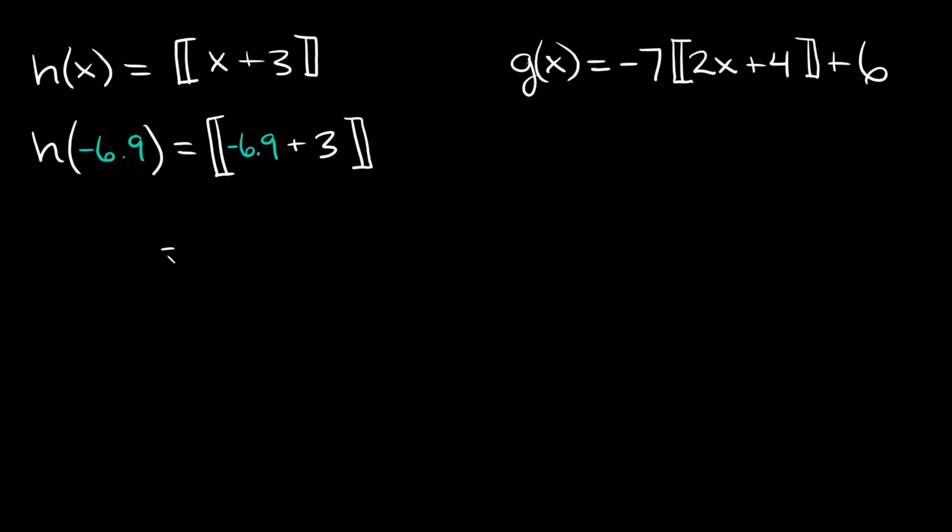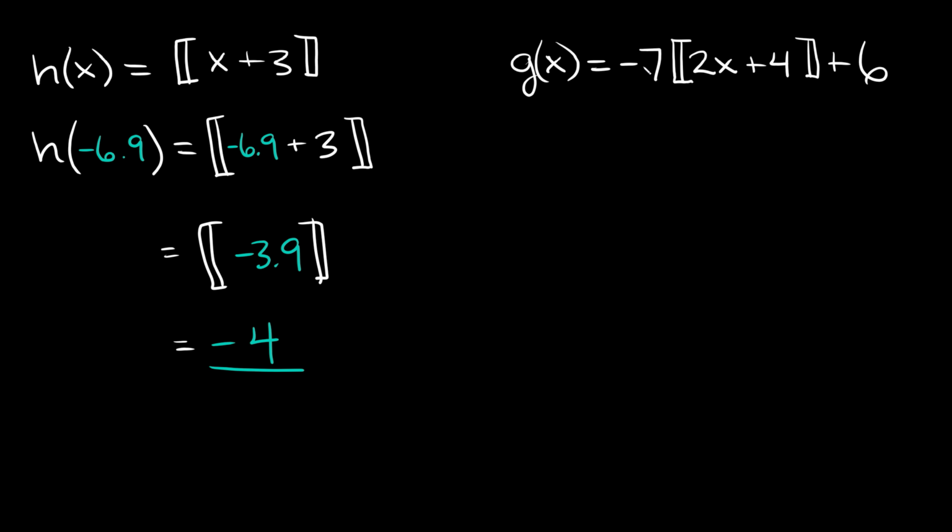So then this is going to be equal to negative 6.9 plus 3, that's equal to negative 3.9, right? So negative 3.9. Then this is going to be equal to negative 4. That's our final answer for h of negative 6.9. Now let's go on to this last one right here.